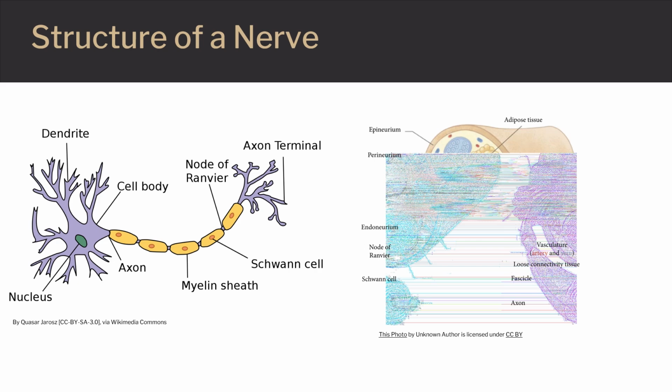Arteries and veins are present between the fascicles. These blood vessels supply nutrients and gases to the neurons inside the fascicles.